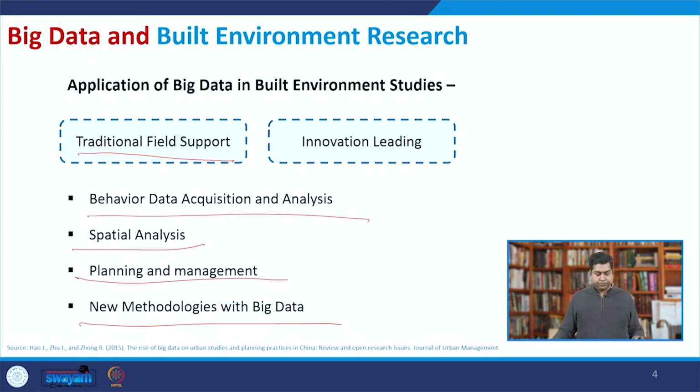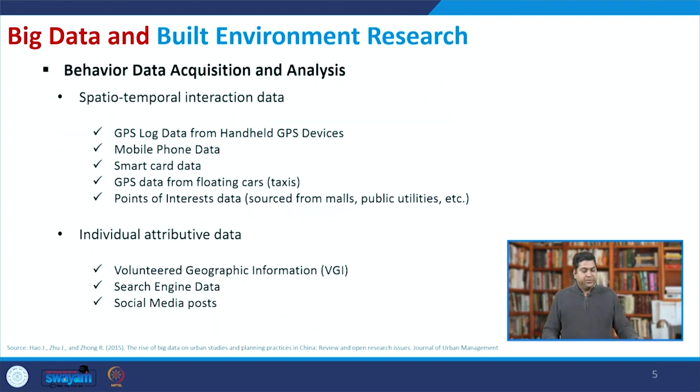Now coming to behavior data acquisition and analysis. Many a times we use spatiotemporal interaction data like GPS log data from handheld GPS devices. Say, for example, you have to do some mapping of a location, you have to create a base map and all. For such cases you can use that kind of GPS based data. Another example of this is something like mobile phone data.